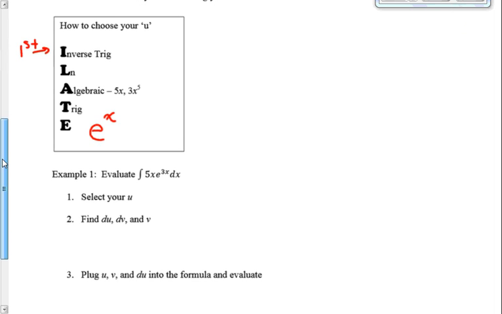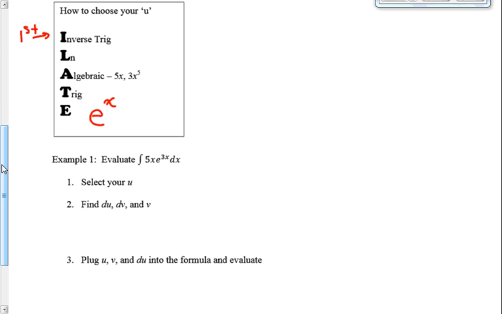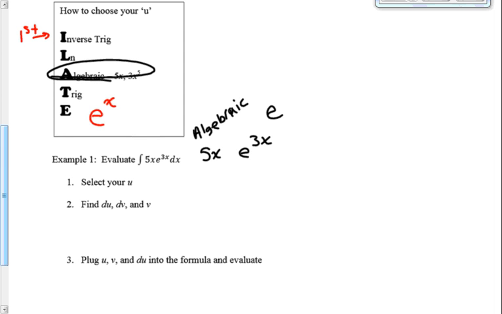So let's look at example 1. The first thing that I need to do is select my u. My two terms are 5x and e to the 3x. 5x is algebraic and e to the 3x is E. According to ILATE, I want to do algebraic before I do E. So I'm going to use my algebraic as my u. I've selected my u. My u is going to be 5x.